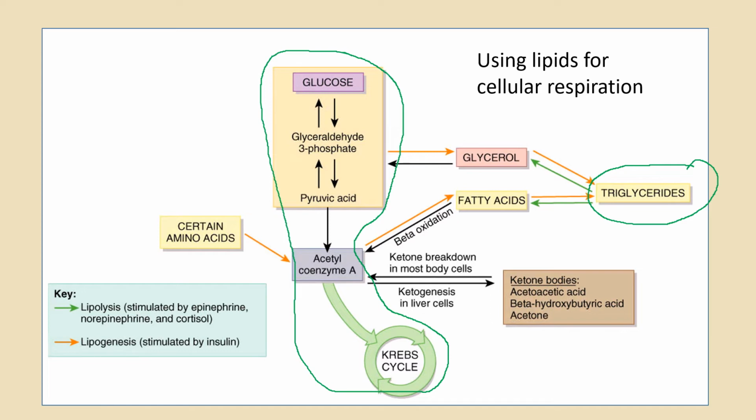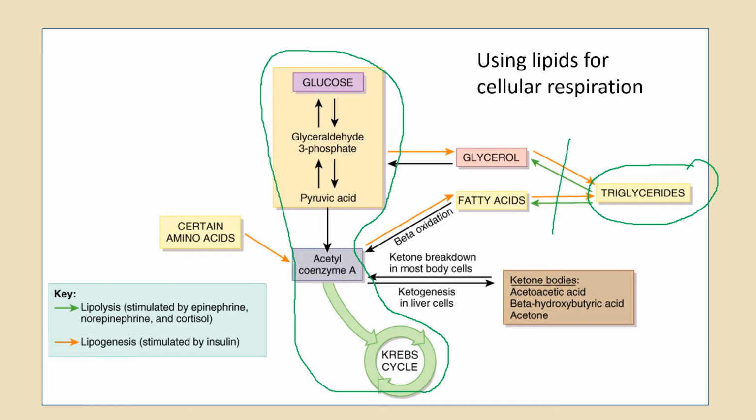It's not really labeled here, but if I could create a label for these arrows, the green arrows going from triglycerides to glycerol and from triglycerides to fatty acid represent lipolysis, the splitting of lipids, and then glycerol and fatty acids are the 2 products. Both glycerol and fatty acids can support cellular respiration. They're both fuel sources, but in different ways.